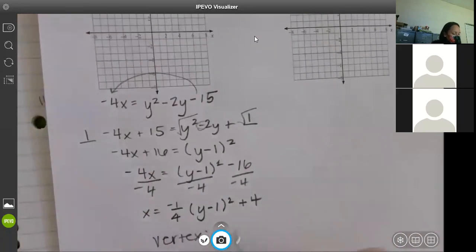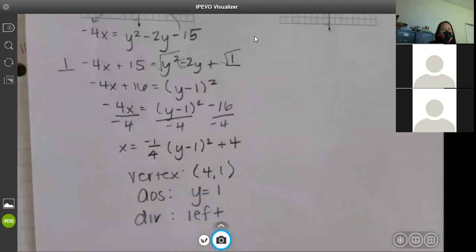What's your vertex? 4, 1. Axis of symmetry, y equals 1. And what's your direction? Left, because it's negative.